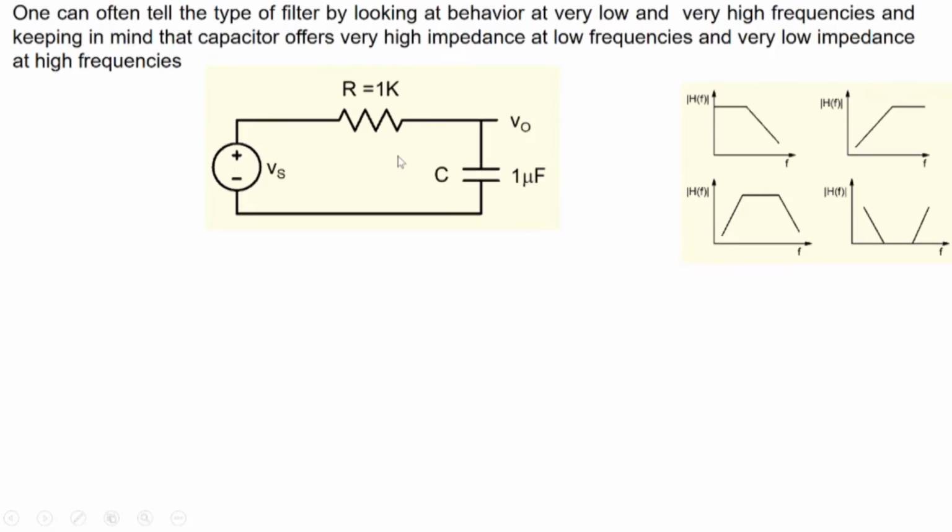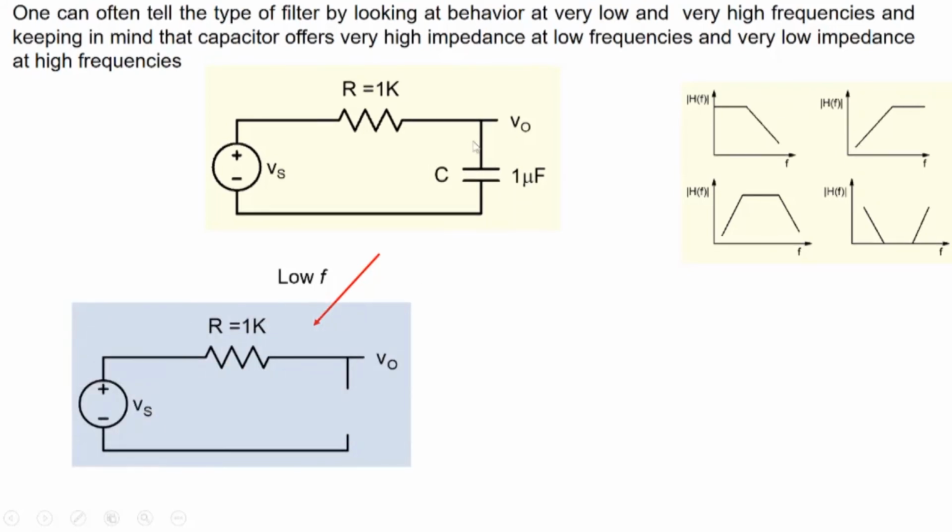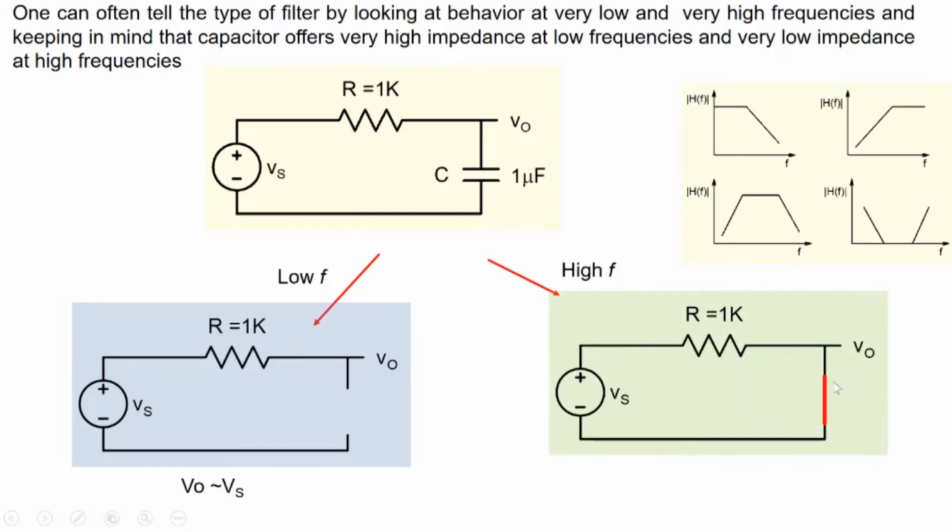So let's take this circuit. At very low frequencies, the capacitor, with impedance 1 over omega C, will act like an open. So qualitatively, the capacitor is like an open, and we have a circuit like this. Now we can easily see that V0 will be equal to Vs. That is low frequency. Then at high frequency, the capacitor will act like a short, so we replace it by a short and V0 is equal to 0. So the low frequency behavior is Vs and the high frequency behavior is 0.